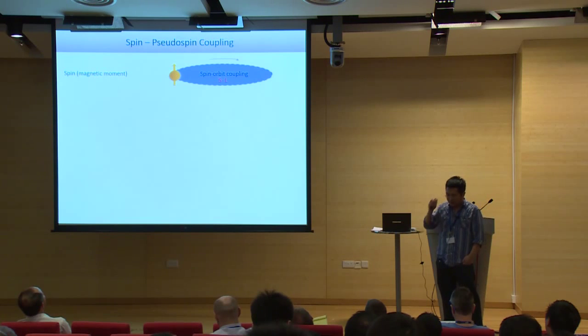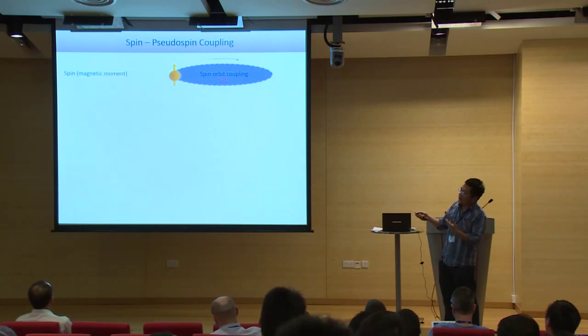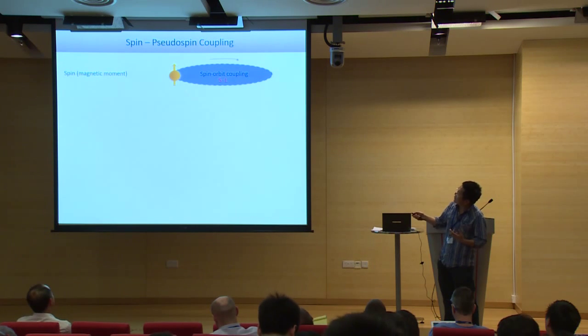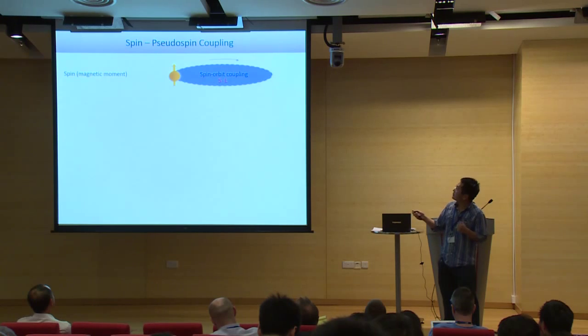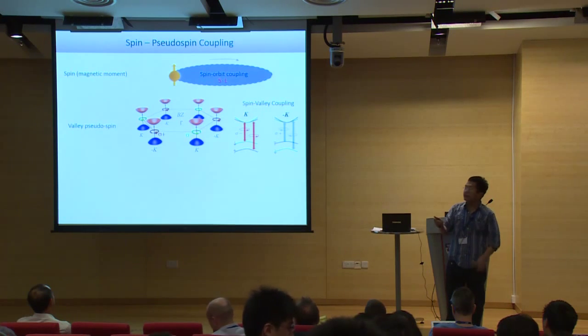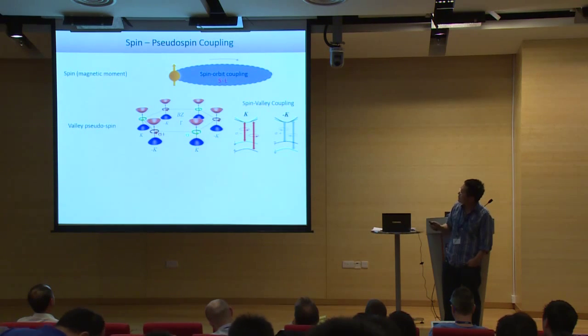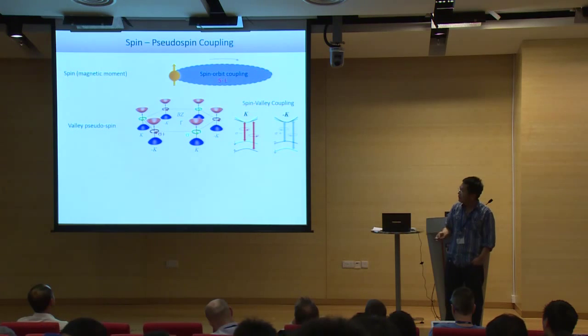Okay, in the second part of my talk, I will show you the coupling between spin and pseudospin. The first example is very simple: the real electron spin, which has a magnetic moment. When this electron spin couples to the motional degree of freedom, we have spin-orbit coupling effects. And as Wang talked about, for monolayer transition metal dichalcogenides, there is actually a very strong coupling between the valley pseudospin and the real electron spin. So these are spin-valley coupling effects.